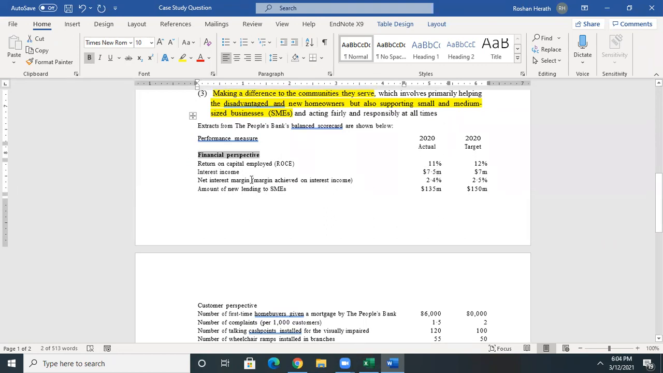Net interest margin. So margin that is simply the rate that you give to your customers and the rate that you charge from the customers.